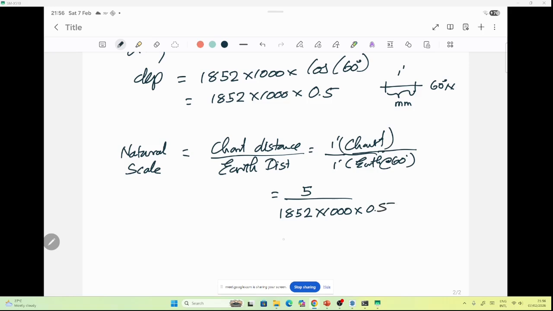Can somebody do the calculation and find out? It is going to be 1 divided by how much? You divide this one by 5, then you get the answer. Can somebody tell me the scale?